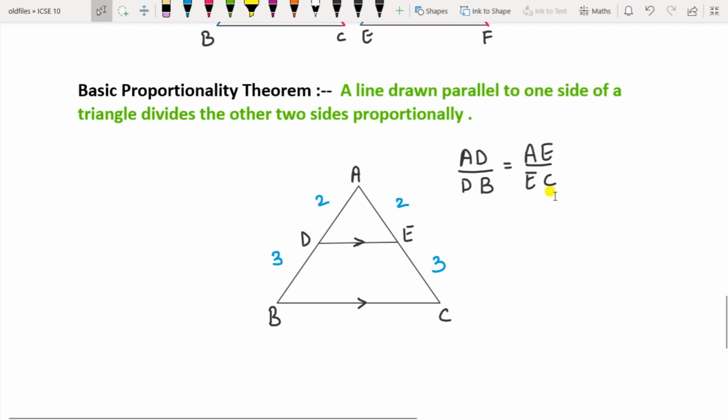So this is all about similarity of triangles, just you have to know it.